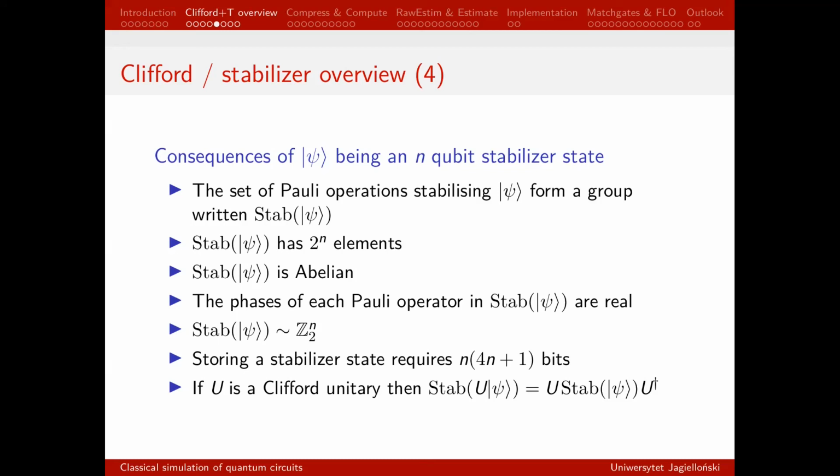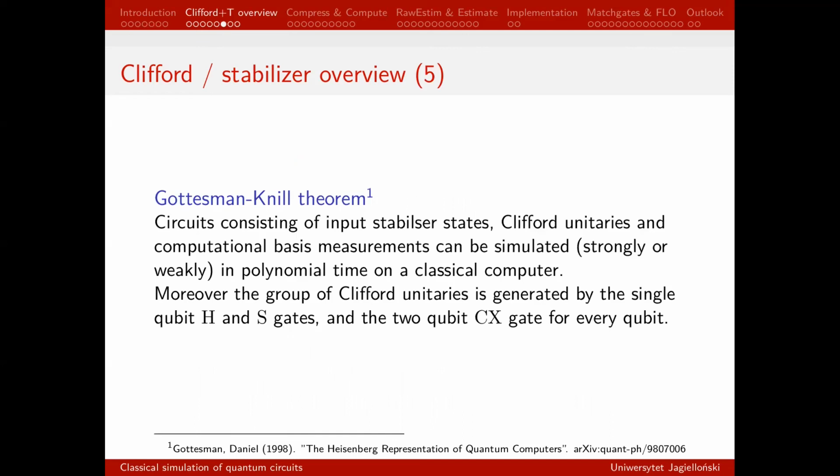So this gives you not only a polynomial space representation of the stabilizer state, but also a polynomial time algorithm for applying Clifford operations to them. So this gives you fairly nicely the Gottesman-Knill theorem, which says if you've got a circuit with input stabilizer states, output computational basis measurements, and in between Clifford unitaries, then you can basically say anything you want about this thing in polynomial time on a classical computer. You can simulate it strongly, you can simulate it weakly, exactly. It's all very easy and nice.